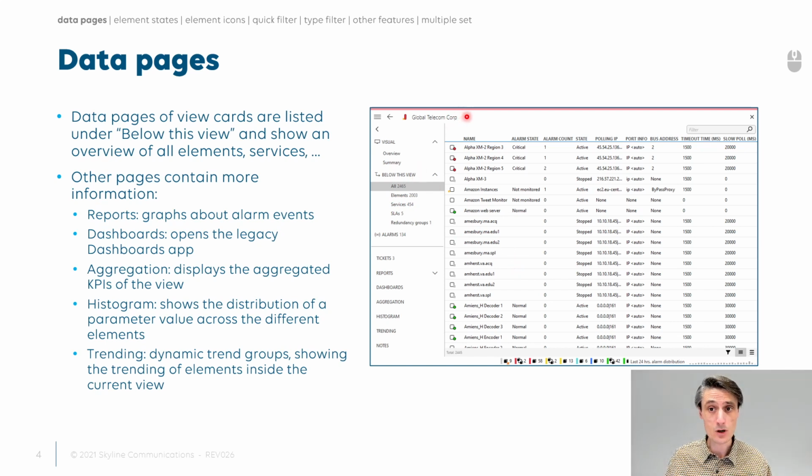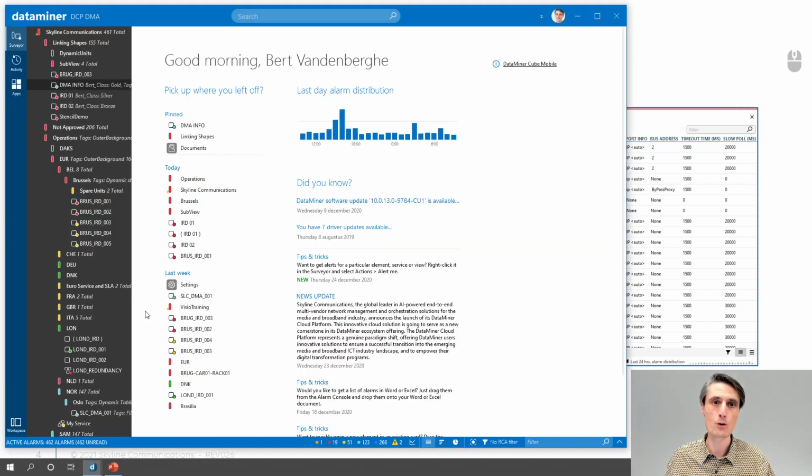You can, of course, also go to one of the subviews and only look at one specific site or one specific region, and see which elements or services or SLAs are in that specific site or region. Now, before I dive into more detail on that element list, I do also want to briefly mention some of the remaining pages that are still not touched upon yet. Some of them are mentioned in here as well: the reports, the dashboards, the aggregation, the histogram, and the trending. Let's take a look at that in a short demo.